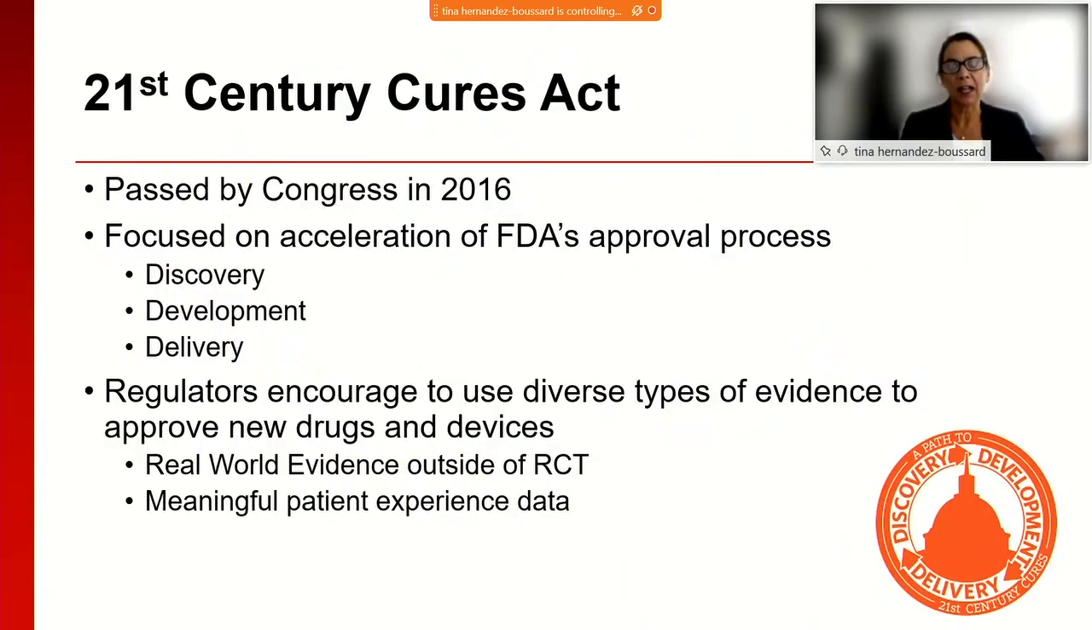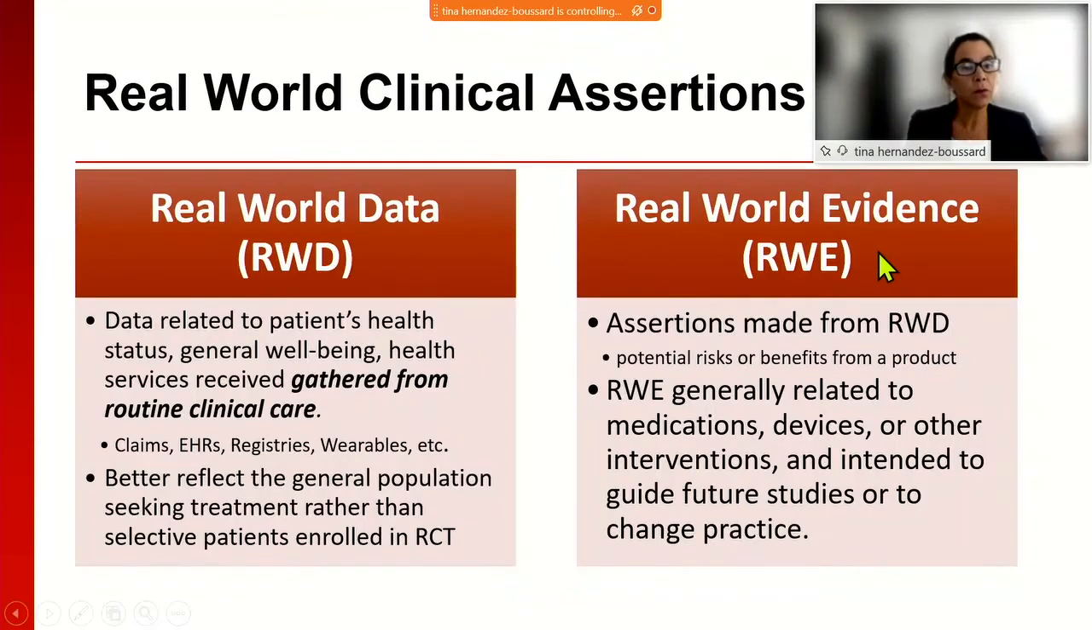So before I get started, I think it's important to understand the 21st Century Cures Act that was passed by Congress in 2016. The 21st Century Cures Act will streamline drug and device approval through modifications to the discovery, development, and delivery components of the regulatory process. Importantly, the 21st Century Cures Act has paved a pathway to allow real-world evidence outside of the randomized controlled trial to be used for clinical assertions. Furthermore, regulators must incorporate information on the patient experience. So, what does that mean?